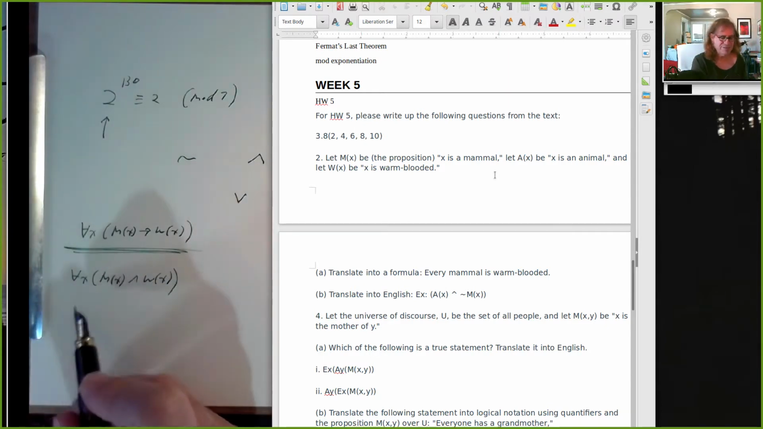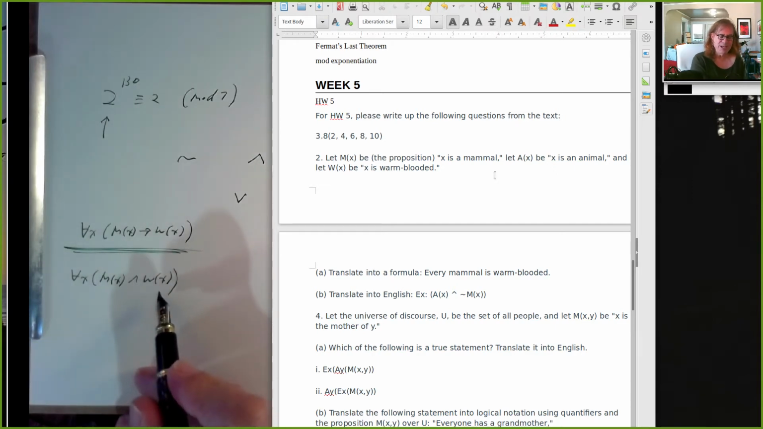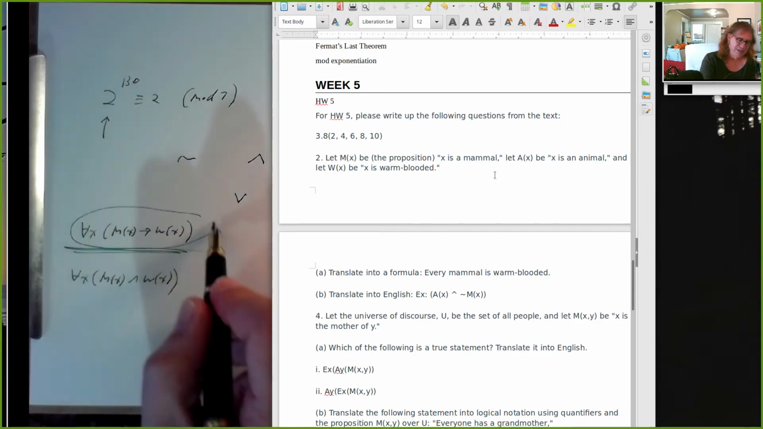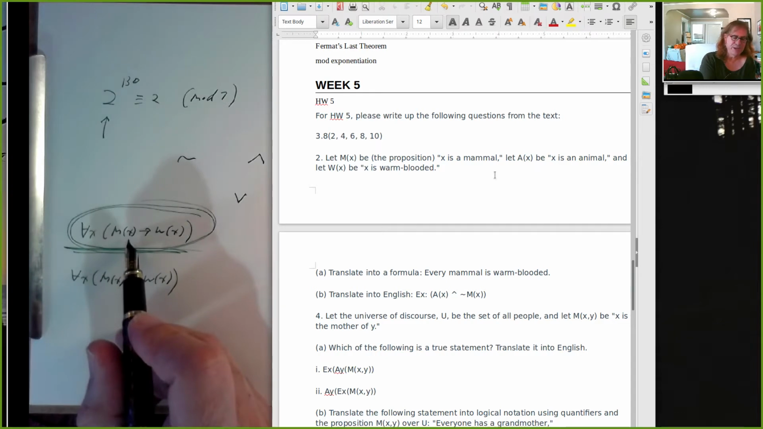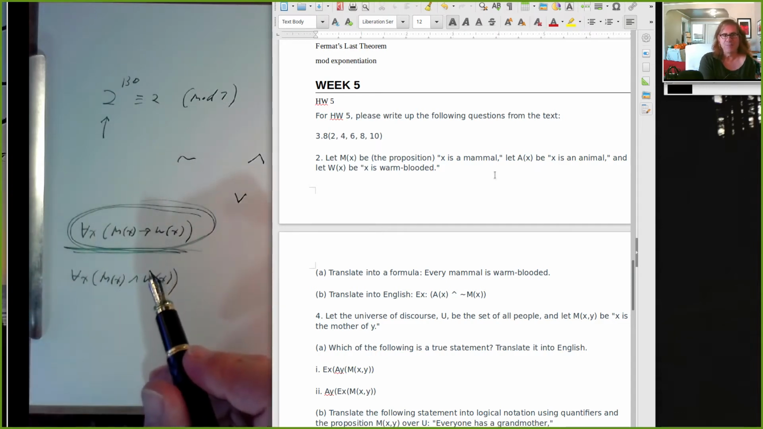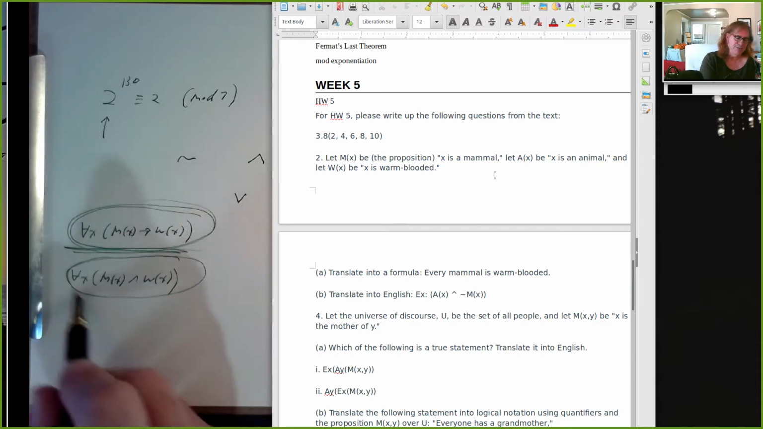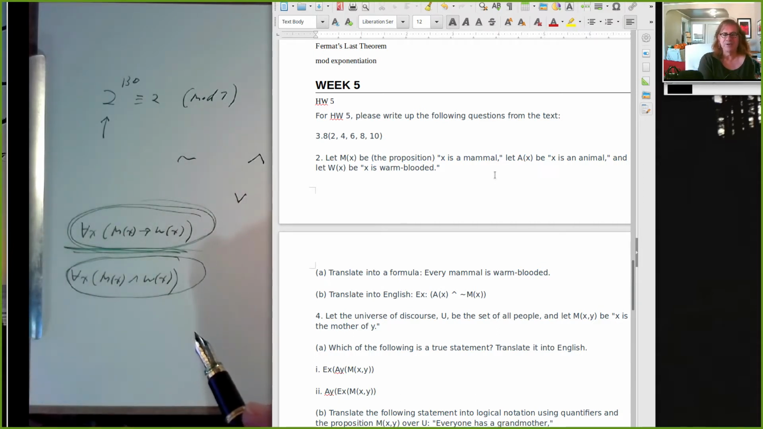Right? This says for all x, x is a mammal and x is warm-blooded. That's a stronger statement. Okay? That's saying that every creature is a mammal. This statement is saying something much weaker. All it's saying is if you're a mammal, you're warm-blooded. There may not be any mammals in existence. Okay? This requires not only that mammals exist, but in fact that every single creature is a mammal. Every element of the universe. Okay? So this was what we were after for part A.